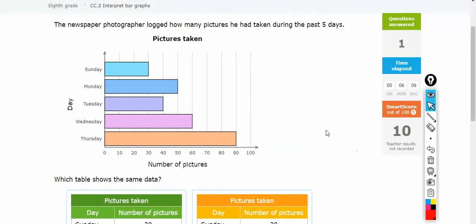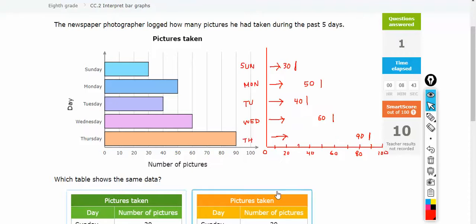The news photographer logged how many pictures were taken in the past 5 days. Then I would sketch that real quick. That's how I sketch it out. Just draw a line here, put, I guess that's 1, 2, 3, 4, 5, 6, 7, 8, 9, 10 tick marks.